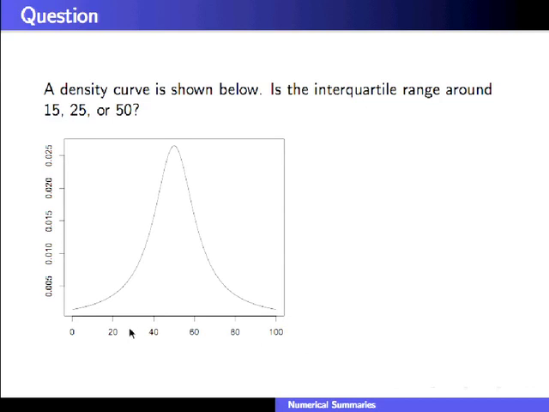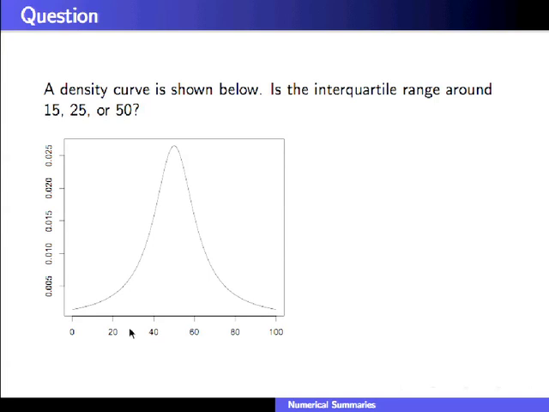A density curve is shown below. Is the interquartile range around 25, 15, or 50? Let's do this one together. Where's the center? 50. Interquartile range says that's the chunk. So this is very symmetric, which is nice. If it's very symmetric, then we can take the possible IQRs and divide them in half. The 50 says roughly half of the people are between plus and minus 25 of 50, which would go 25 to 75.